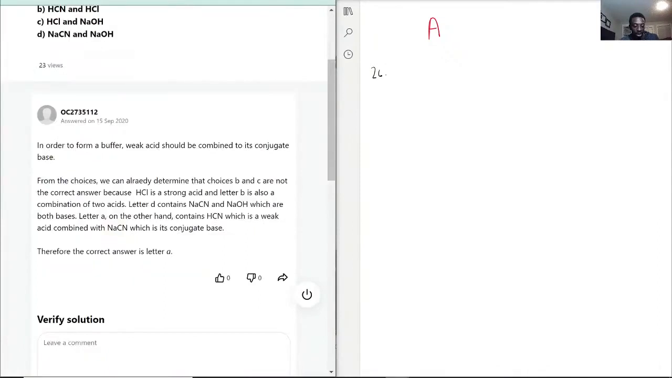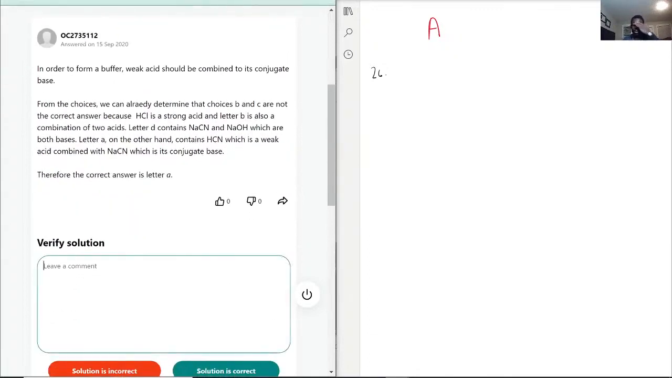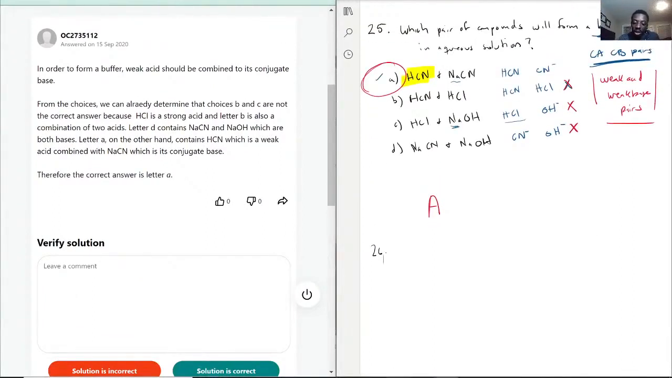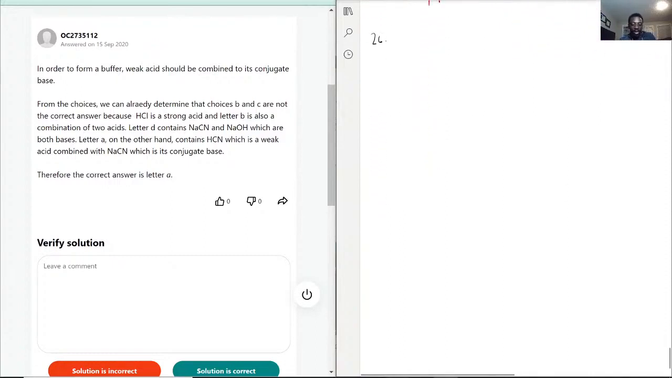So HCl is a strong acid, and HCN is also an acid, so that one wouldn't even work. So B wouldn't work. D is two bases, and exactly. So with that, they're able to cancel out B and C, because as you see here, anything that involves HCl is automatically out. Strong acids can't form buffers. So with that, this is correct.